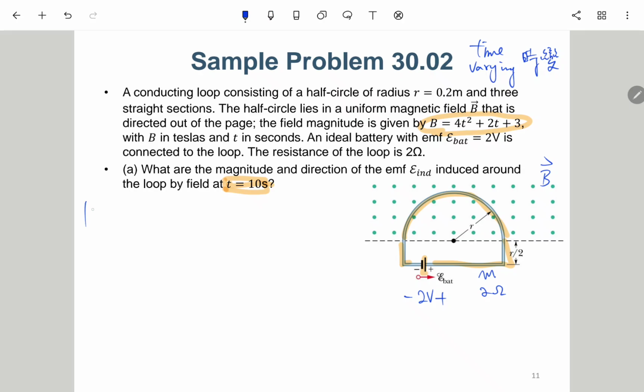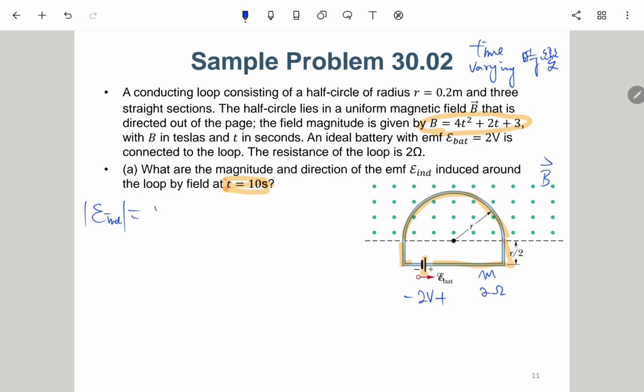Okay, so here we try to consider E induced, but the absolute value, because there will be a negative sign, but the sign here is not very important. We can determine the direction of the EMF or the induced current using Lenz's law or using the right hand rule, something like that.